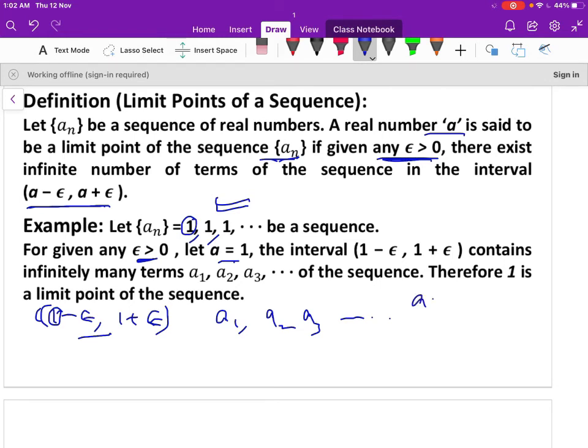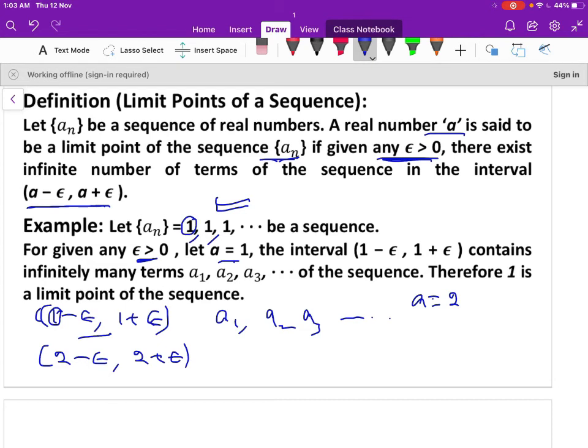Let us check whether a equal to 2 is a limit point of the given sequence or not. So let us construct the interval 2 minus epsilon comma 2 plus epsilon.